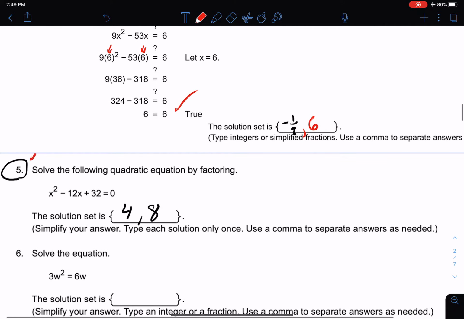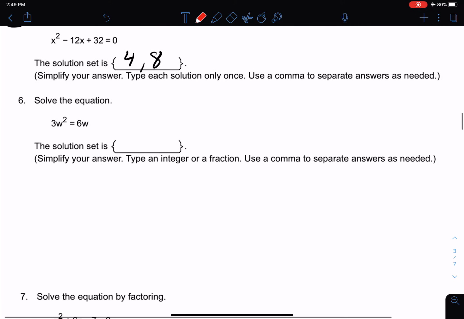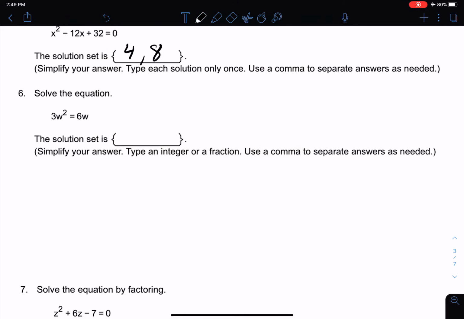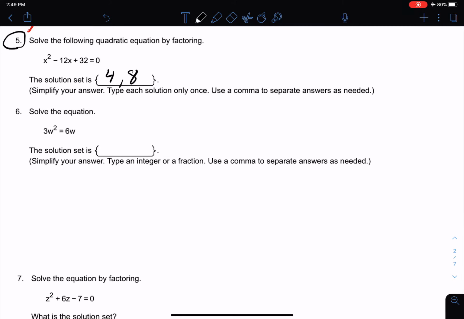We already did 5, awesome, right? We did that at the very beginning. Let's do number 6. Now number 6, the problem with number 6 is it's not set equal to 0. So that's our first step. So how do you set it equal to 0? Basically subtract 6w off of both sides. And what do you have left when you subtract 6w? You got 3w squared minus 6w equals 0. That's what we have.